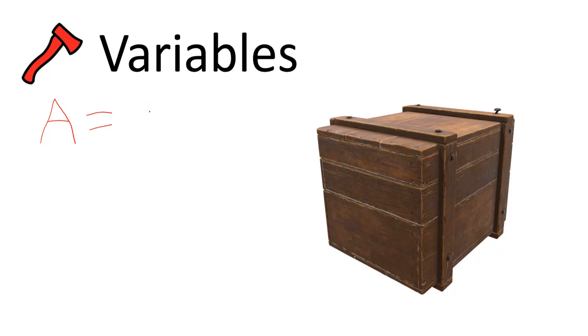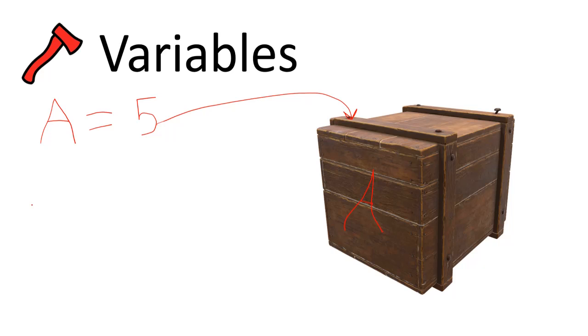So in this case, we're simply going to say A is equal to 5. Now, we're saying this is our container A, and we're going to put the number 5 in it. And then throughout our code, we can use this container as many times as we want and as many different places as we want.